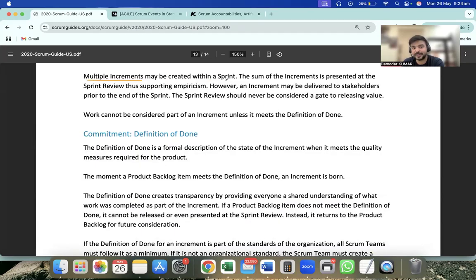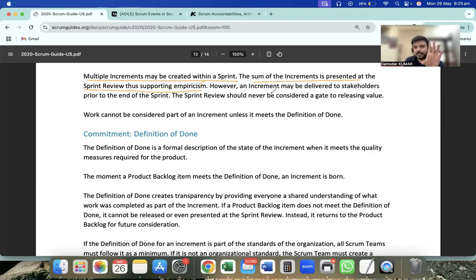Multiple increments may be created within the sprint. That's correct. The sum of the increments is presented at the sprint review, thus supporting empiricism. So that's what I'm saying. One increment was sign up, sign in. One increment was able to create a file. One increment was able to ask a question. These increments should all work and meet the definition of done. We will come to that. We will be presenting these increments at the sprint review, supporting empiricism: transparency, inspection, and adaptation.